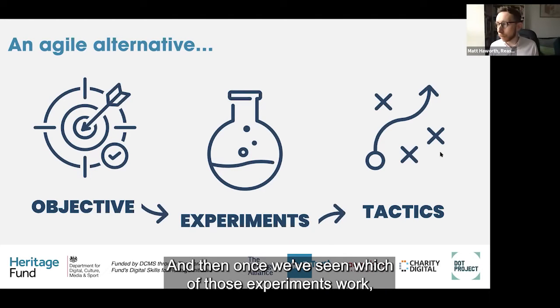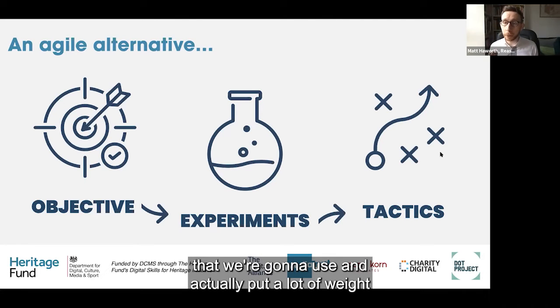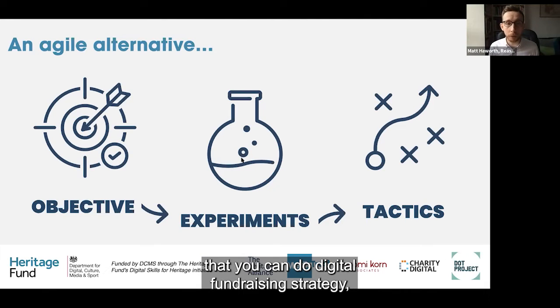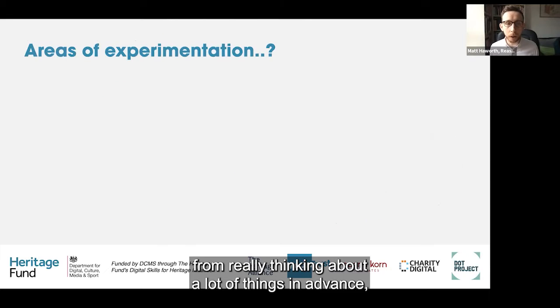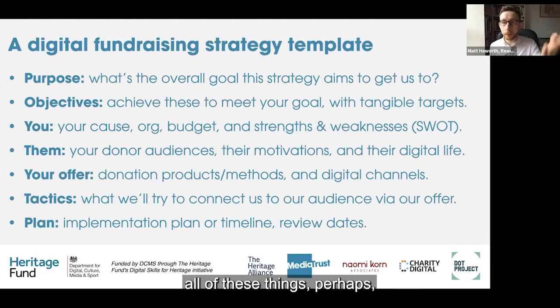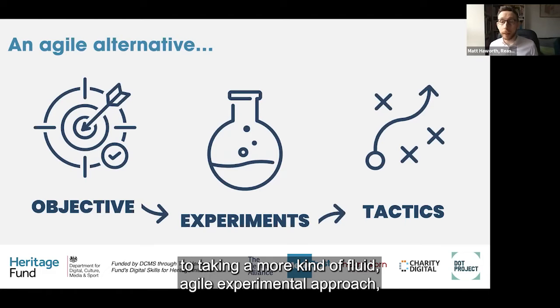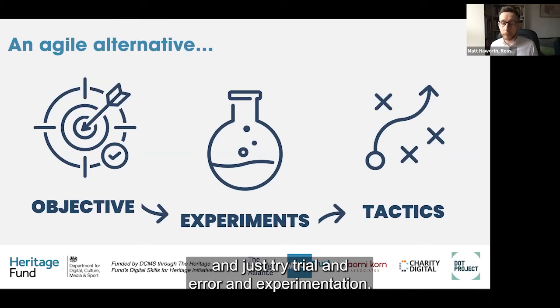And then once we've seen which of those experiments work, we might solidify some of those into key tactics that we're going to use, and actually put a lot of weight and some budget behind those things to really make them happen. So those are the two ways that you can do digital fundraising strategy. It's like a spectrum from really thinking about a lot of things in advance, to taking a more fluid, agile, experimental approach where you let go of thinking a lot in advance and just try trial and error and experimentation.